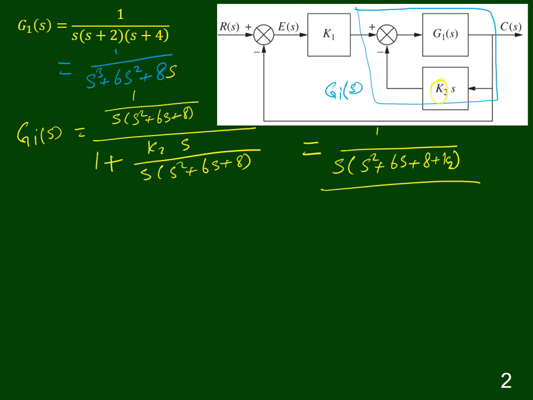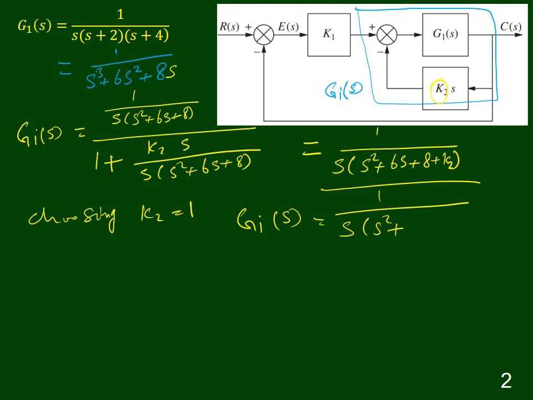So in this case, if we choose K2 equal to 1, G_I(s) can be written as 1 over s into (s square plus 6s plus 9). Now it is easy to see that G_I(s) has two poles at minus 3.